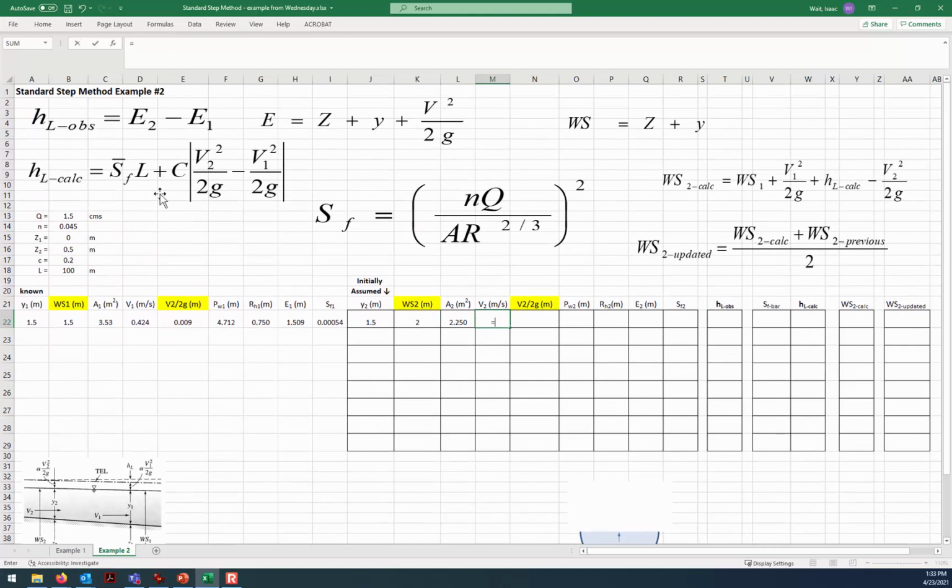Velocity is the known flow rate divided by the area, so 0.667. And then the velocity head is v squared divided by 2 times g, which is 9.81 here in our SI units.